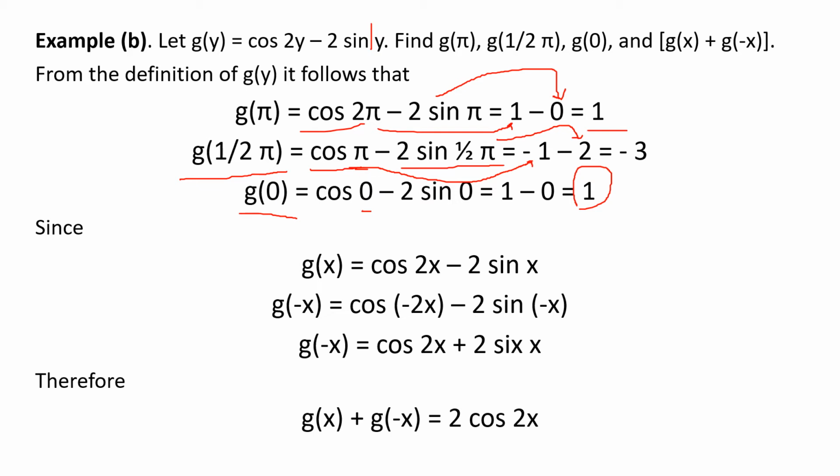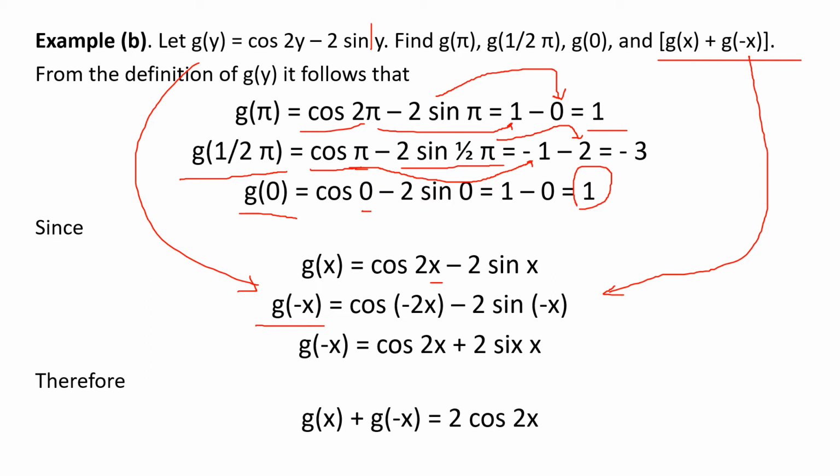Now, moving forward. For the last thing, we're asked to find the value of these two combinations. It's a combination of two functions, g of x and g of negative x. So let's deal with g of x. We just simply replace all your y values in the given function with x, so you just replace all the y variables using the x variable. That's why it's cosine 2x minus 2 sine x. Now, let's move forward with g of negative x. We're going to use this negative x as the value of y in the given function. That's why it's cosine negative 2x minus 2 sine negative x.